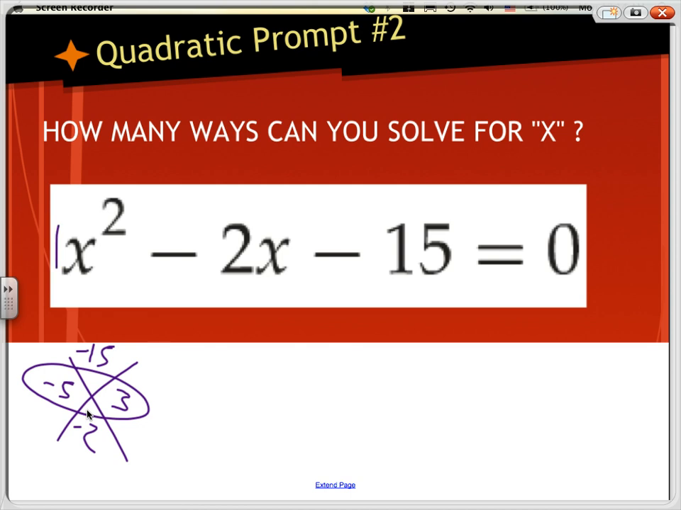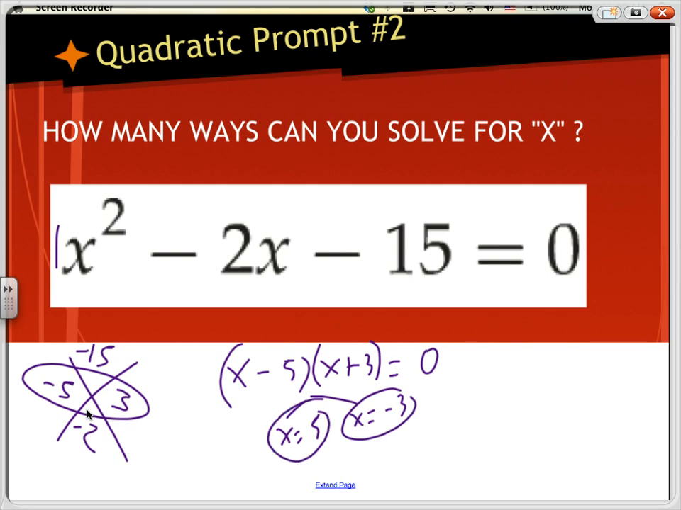Therefore, we just skip that. We can write it out as x minus 5 times x plus 3 equals 0. And we have two cases, right? So x will be 5 and negative 3. That's the first approach, using the zero product property. Easy enough. Is that true?